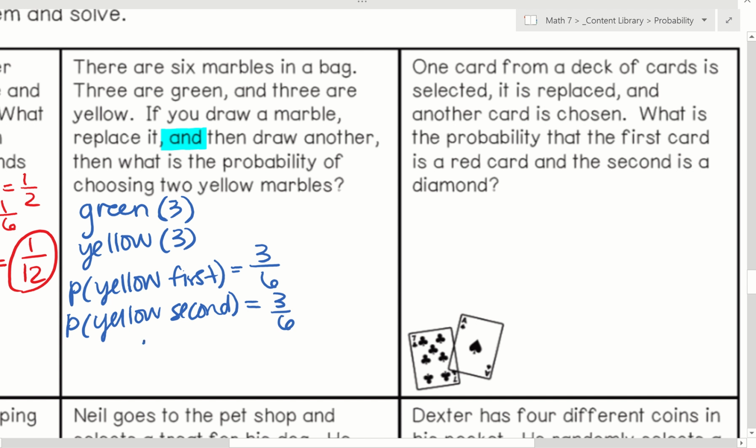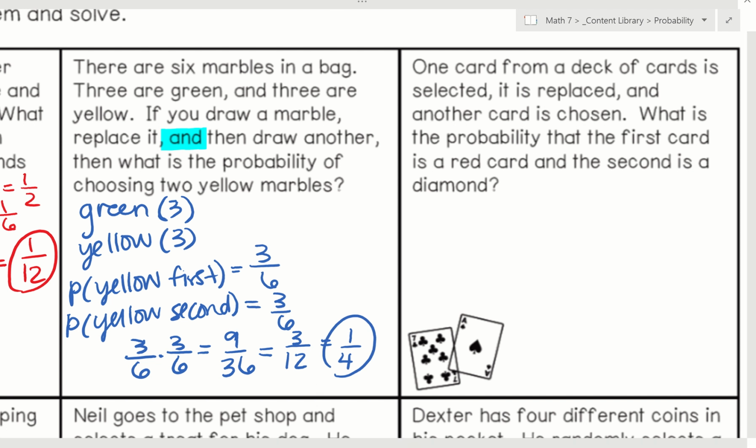Since it's an and, we'll do 3/6 times 3/6, and we should get 9/36, which can be simplified. The number that goes into 9 and 36 is 3. We should get 3 twelfths. But wait, we can further simplify. That'll get to 1/4. So our probability of choosing 2 yellow marbles should be 1/4.